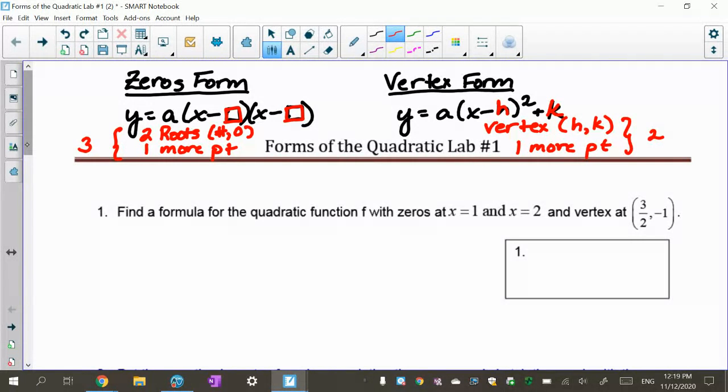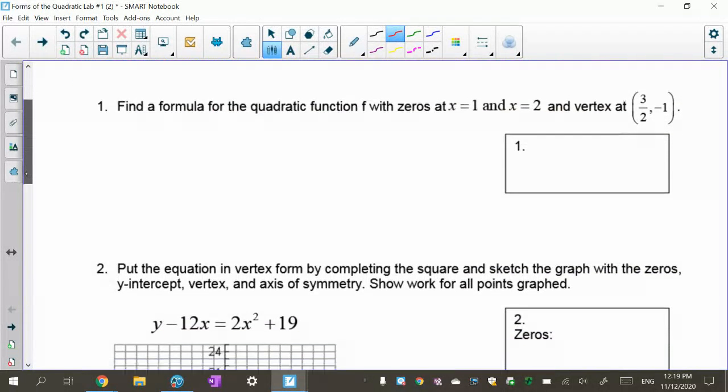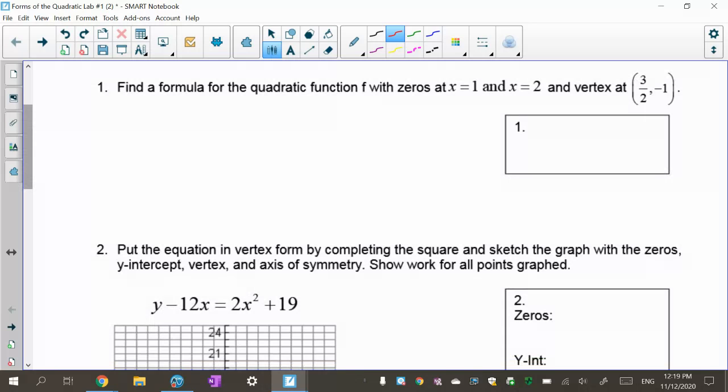So I'm going to start and do a couple of these in the lab for you, and then all the work is there so you can work it out at home. Here I have, it says find the formula for the quadratic function. So I know it's a quadratic with zeros at x is 1 and x is 2. If they tell you there's zeros, this is the point (1, 0), and this is the point (2, 0).